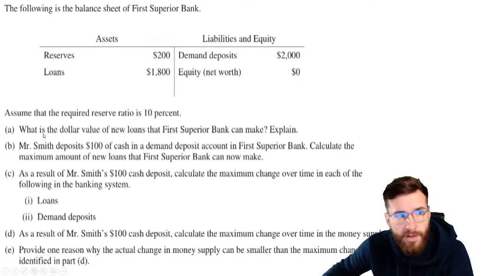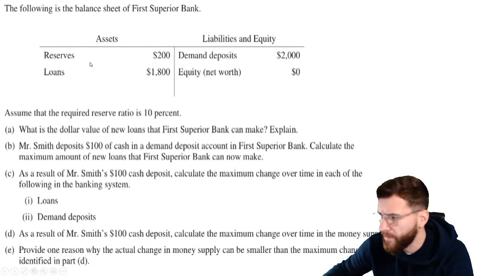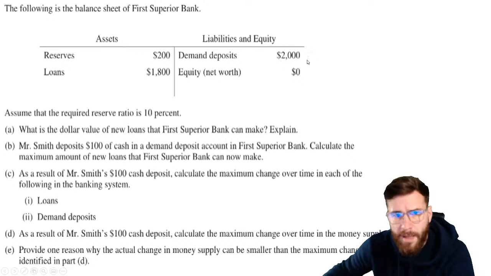And what they want to know is, what is the dollar value of new loans that First Superior Bank can make right now? Someone walks into the bank right now, what is the maximum amount of loans that First Superior Bank can give right now? Well, if the required reserve ratio is 10%, how much is in required reserves? Because we need to figure out how much is in required, how much is in excess. If the required reserve ratio is 10%, 10% of $2,000 is $200.